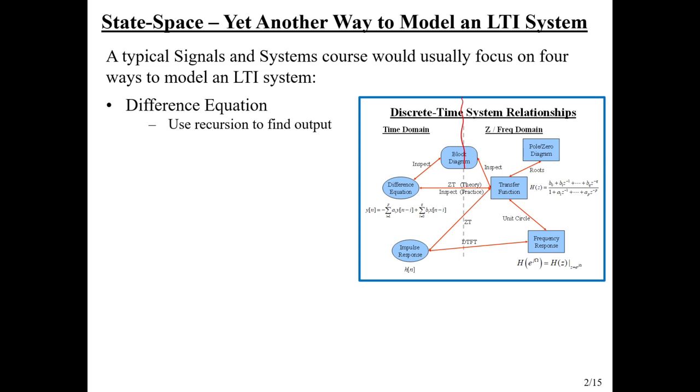You can see a dividing line here. This is the time domain, and then this is the Z and frequency domain. So remember, Z is just a generalized version of frequency domain. The difference equation is on the time domain side. Look, it has only time functions involved. And the way I have it written here, we can compute y of n based upon past outputs and current and past input samples. So that's a recursion.